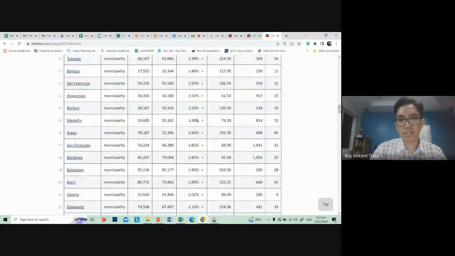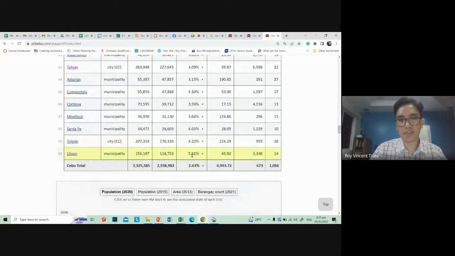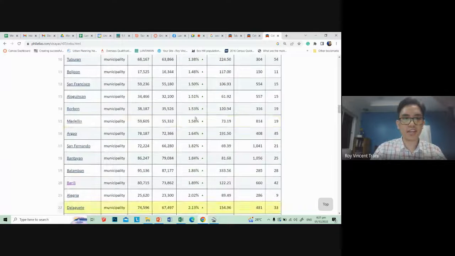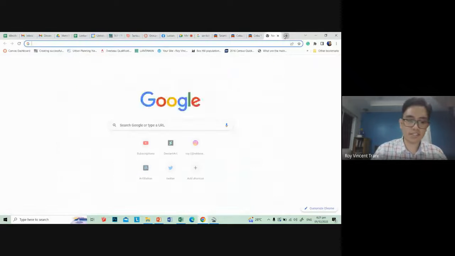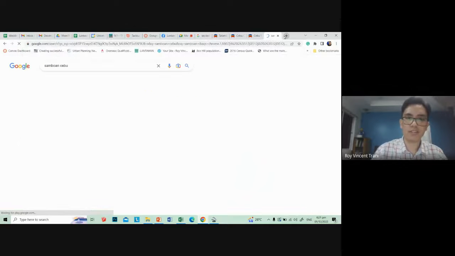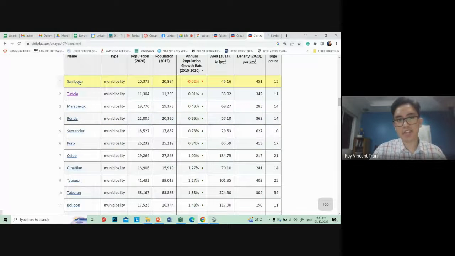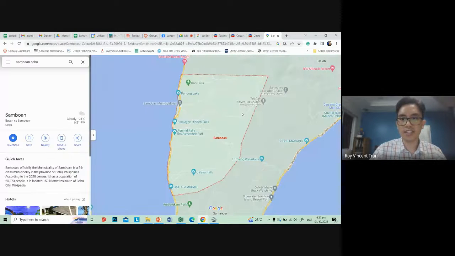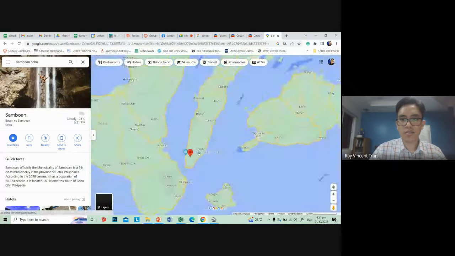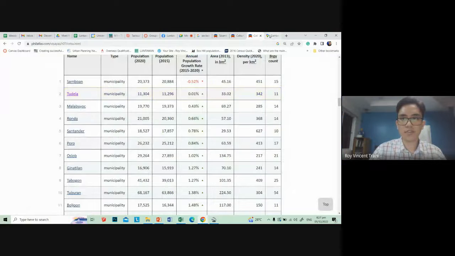So most likely everyone is going to the one with the highest growth rate. So over here, people are coming into Liloan, Toledo, Santa Fe, Moalboal, and Cordova. That's very interesting. So a lot of people are moving away from Sambuan municipality. Got the map. So with this quick analysis, let's look at the top 5 least growing cities. Sambuan is in the southwest of the province.